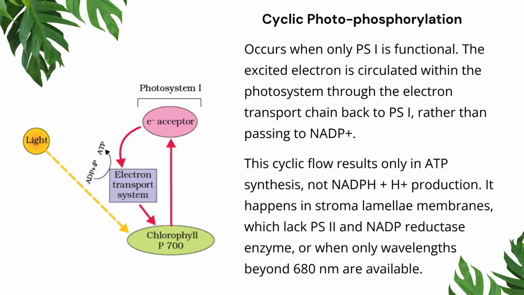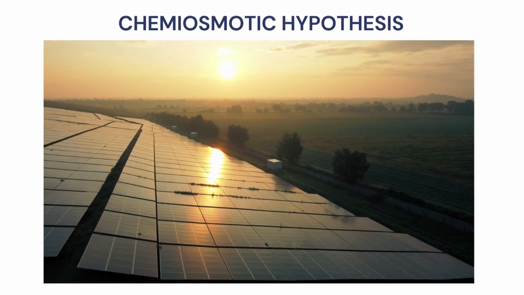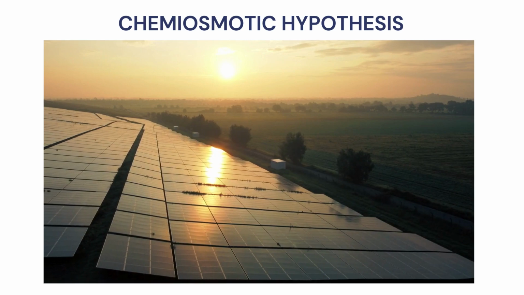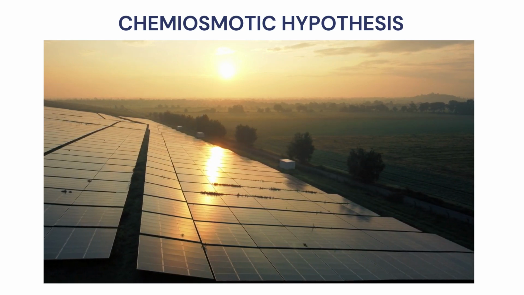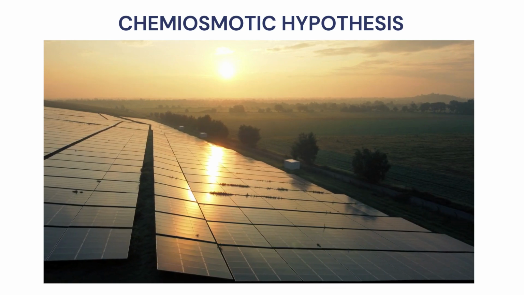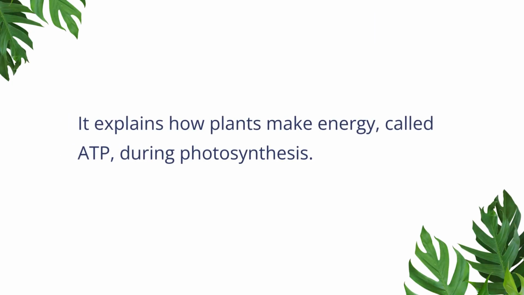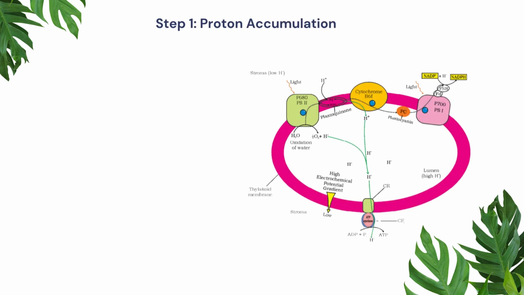Let's talk about a process in plants called the chemiosmotic hypothesis. Don't worry, it sounds big, but it's actually simple. It explains how plants make energy, called ATP, during photosynthesis. Let's break it down into 3 easy steps. Step 1.